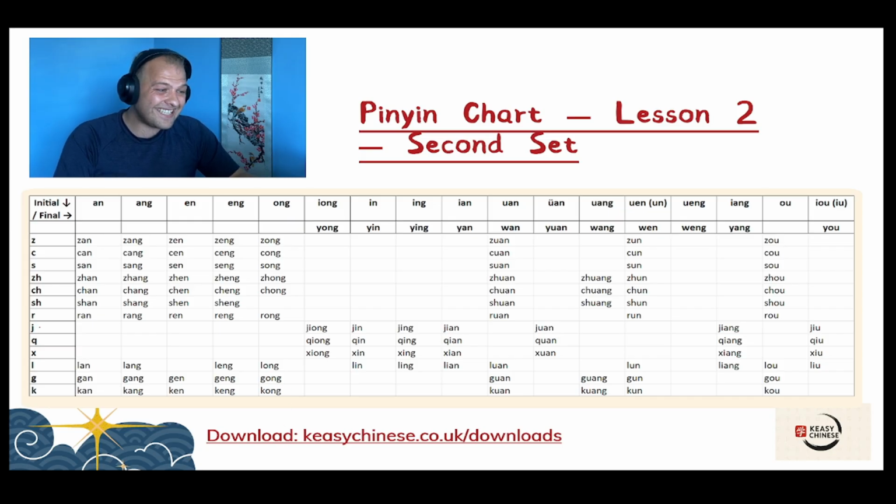So I've doubled down and used some of the initials from last class to review the new ones from today. So I've included ji, qi, xi, le, ge, ke, and that way, when we combine them, ji, yong, jiong.